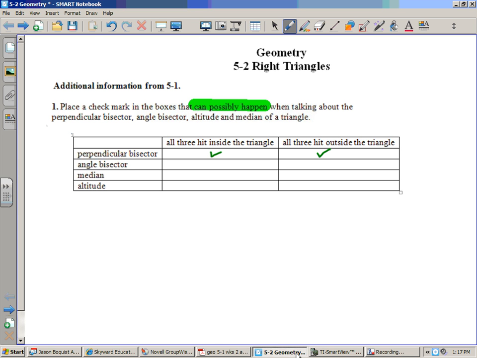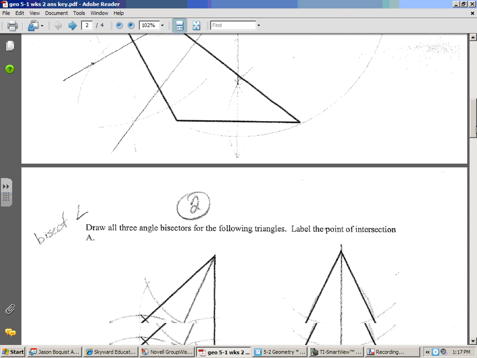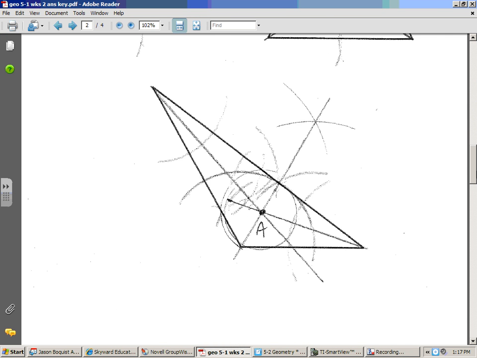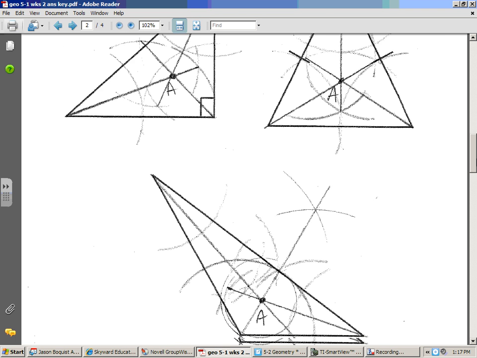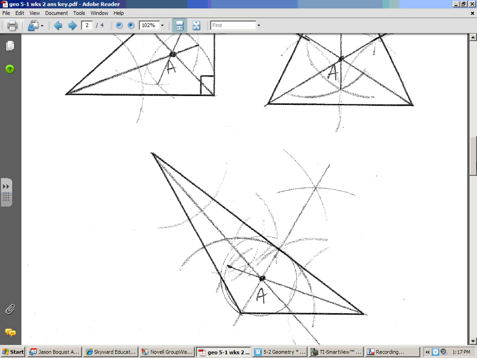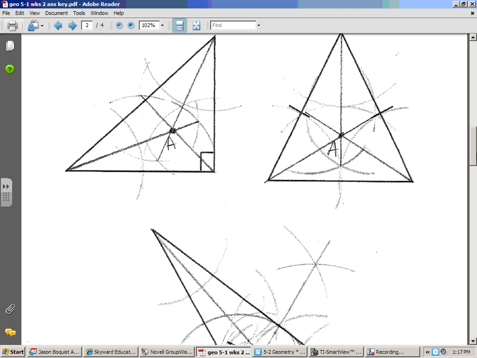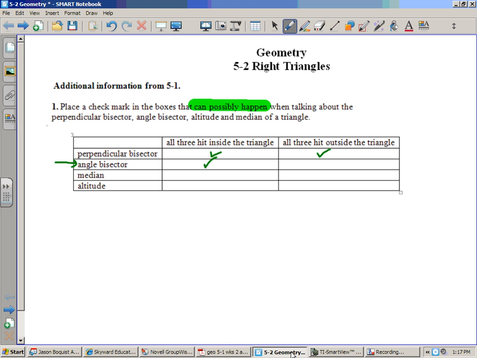How about angle bisector? Was it possible for all three to hit inside? Mm-hmm. In fact, if you remember the name of that point, it kind of gives that one away. Is it possible for all three to hit outside? Was it possible? Angle bisector, is that next? Let's see, inside, inside, inside. Now what's that one called again? The incenter. So that kind of gives away where they're going to hit each other, right? So should I put a check mark here or not?